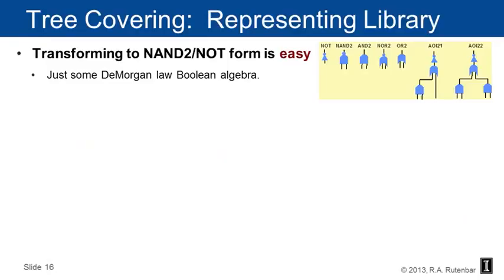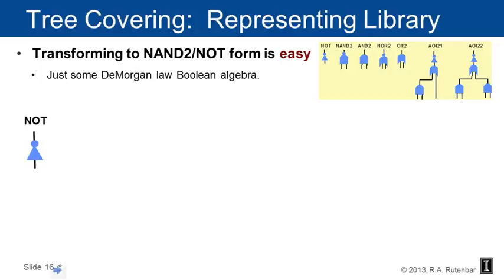So I've got the library again drawn as a little highlighted box in the top right-hand corner of the slide. A NOT gate, a NAND2, an AND2, a NOR2, an OR2, AOI 2-1, and AOI 2-2. All right, so 1, 2, 3, 4, 5, 6, 7 gates. 1, 2, 3, 4, 5 of them, I would say simple gates, 2 of them complex gates. I need to transform this so the only thing I see are 2-input NANDs and inverters.